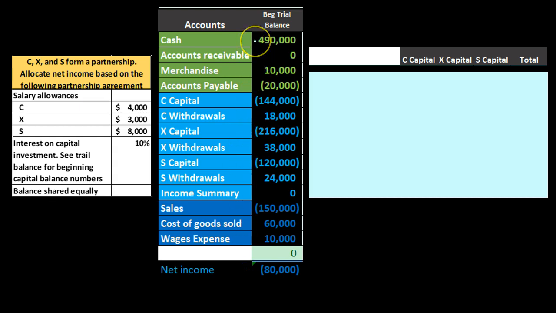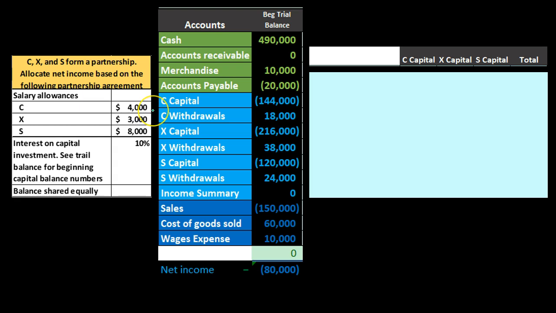Note that the unbracketed numbers are positive numbers, the bracketed numbers are negative numbers, and therefore this 0 represents the fact that the debits equal the credits. The debits being non-bracketed, the credits being bracketed. Therefore, we are in balance here. We have net income of $80,000.